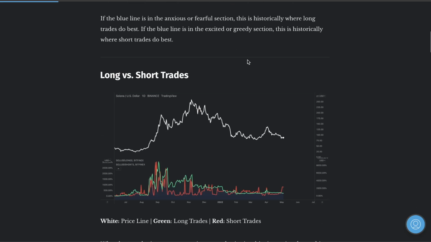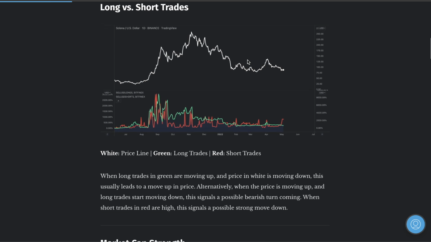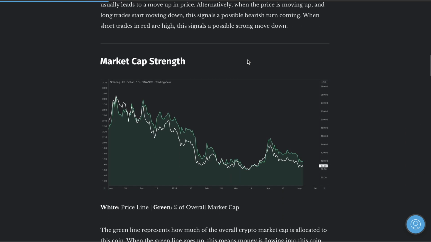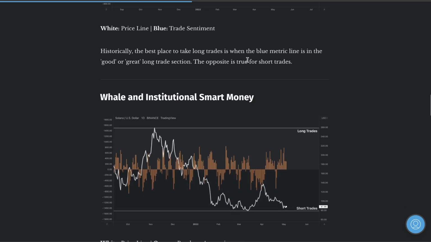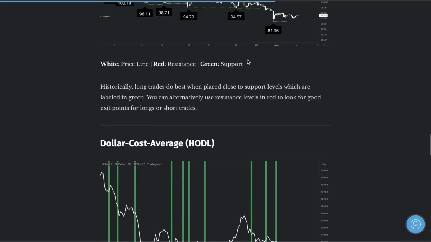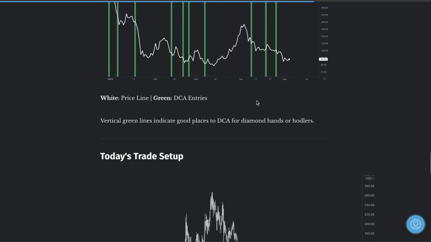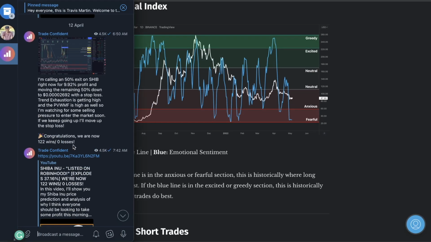The emotional index. Gosh, guys, talk about fear in the market. Long versus short trades. Short trades blowing up here. Could that actually drop us down further? Market cap strength, trades in favor. Well, institutional smart money, support resistance prices, dollar cost average entries, and then we're going to finish the day with a trade setup.